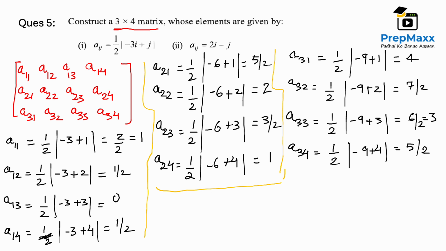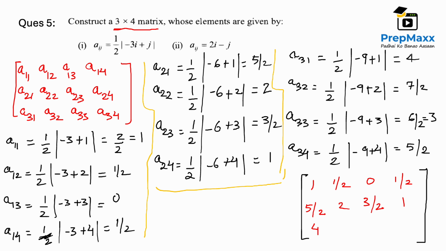Now let's write down the final matrix. So what are going to be the elements? First element A11, which is 1, then we have 1 by 2, then we have 0, then we have 1 by 2, then we have 5 by 2, 2, 3 by 2, 1, 4, 7 by 2, 3 and 5 by 2. So this is our 3 by 4 matrix, right? This is part 1.